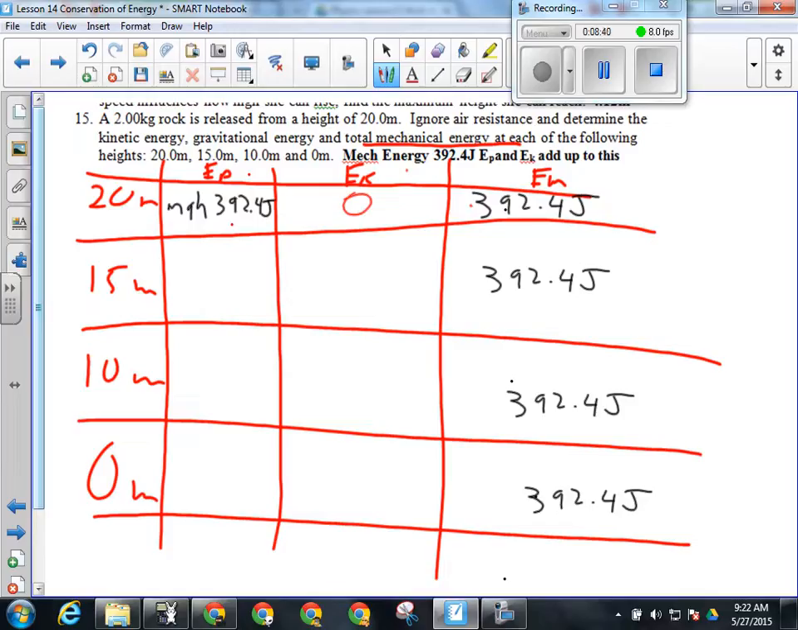So all that one was really checking was, do you remember mechanical energy is EK plus EP? There's a long-winded way of doing that, but that's what it was checking. Okay? Okay, any other ones?